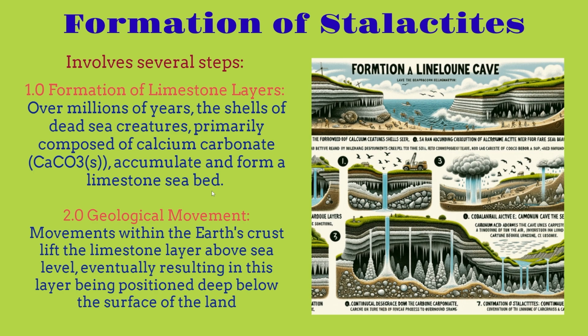For step number 2, we have geological movement. Movement within the Earth's crust lifts the limestone layers above sea level, which eventually results in this layer being positioned deep below the surface of the land. So for step number 2, we can see that the movement of the Earth's crust also has an impact because it lifts the limestone layer above the sea level. We can see that this limestone layer is high above compared to the seawater. So this is the first and second step of the formation of stalactites.